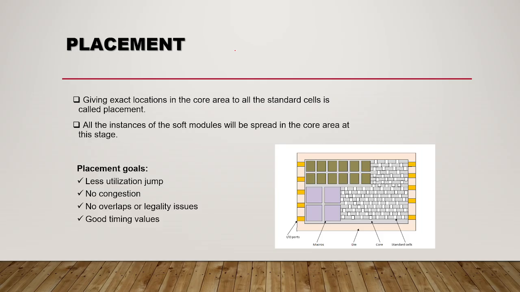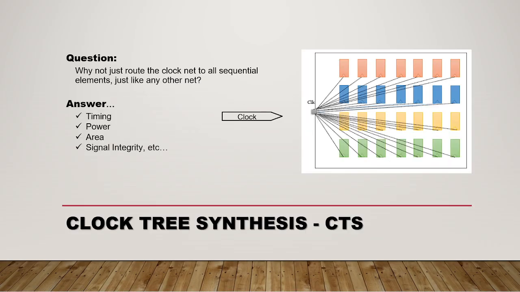Placement gives the exact location in the core area. Placing all standard cells is called placement. So all instances and soft modules are placed in the core area. What are the goals? Less utilization issues, no congestion, no overlaps, good timing values. All those will come in the placement.